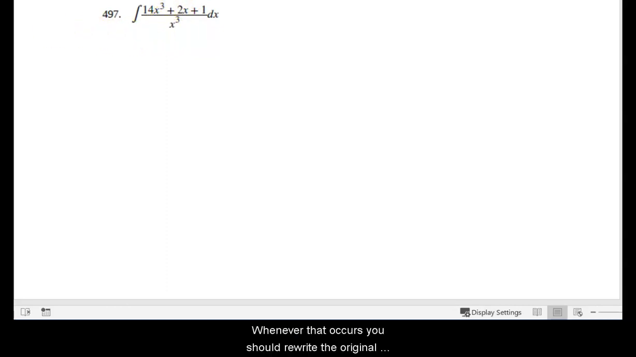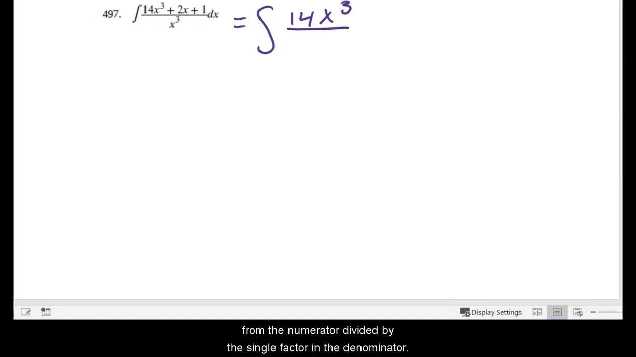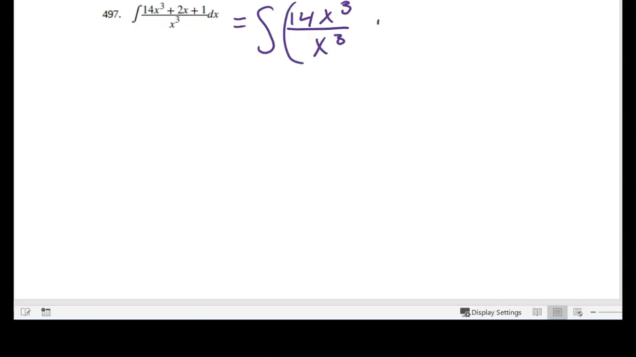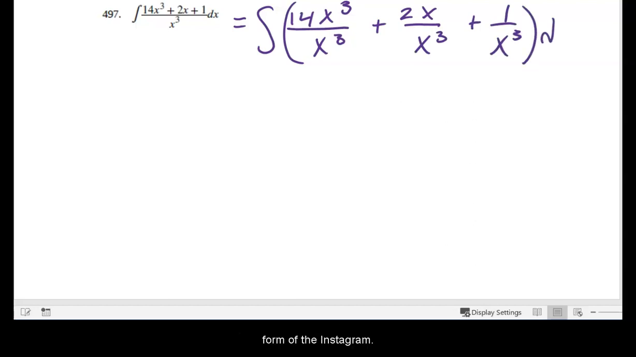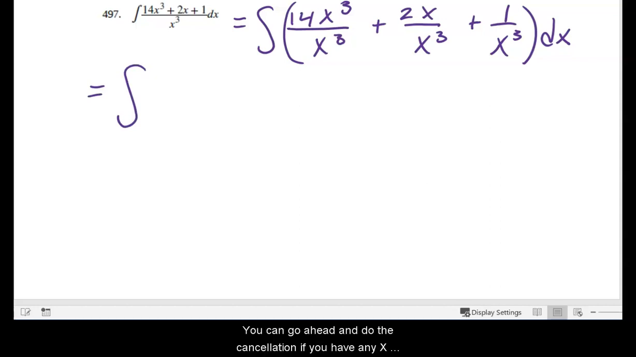Whenever that occurs, you should rewrite the original integrand by separating each term from the numerator divided by the single factor in the denominator. This would give you 14x cubed over x cubed, minus 2x over x cubed, plus 1 over x cubed as the new form of the integrand. Then you can simply proceed as before, but split each of those terms into its own separate integral.